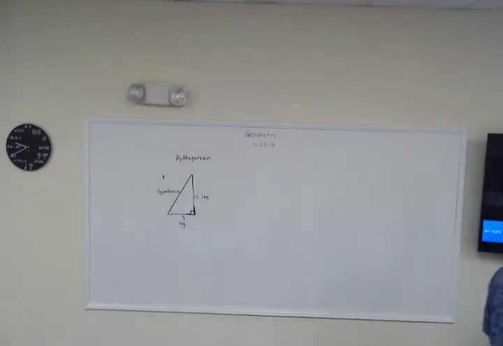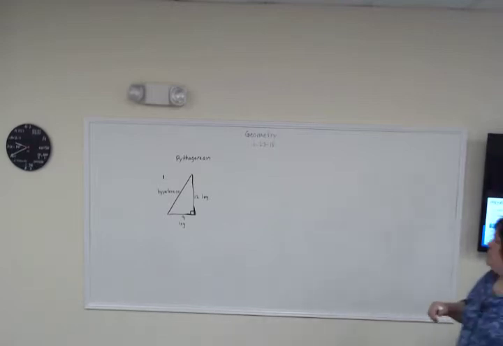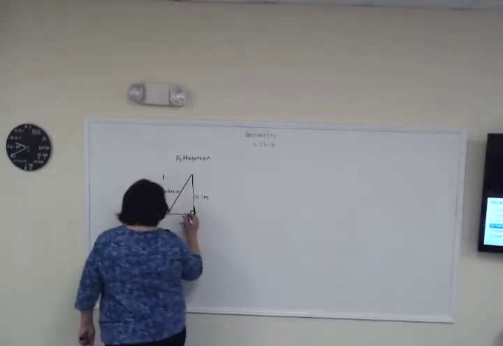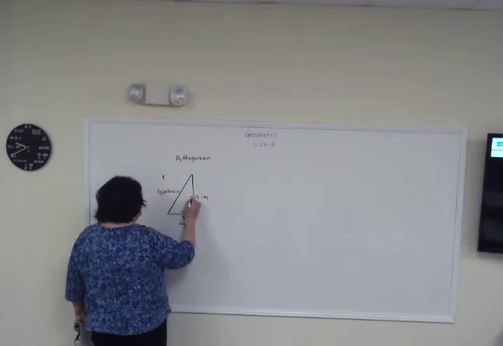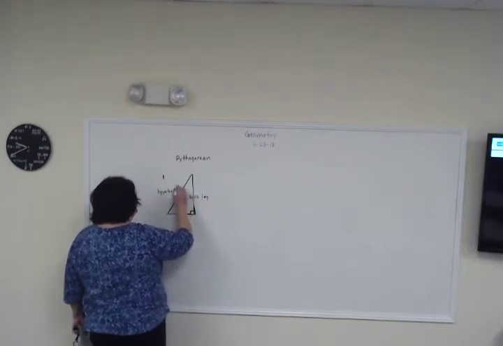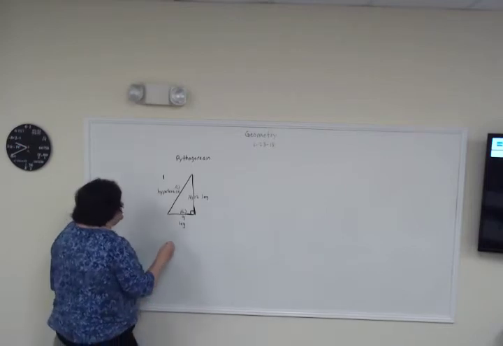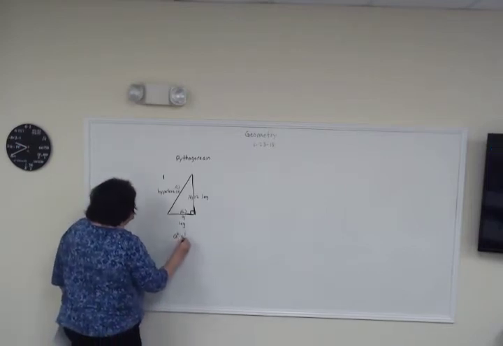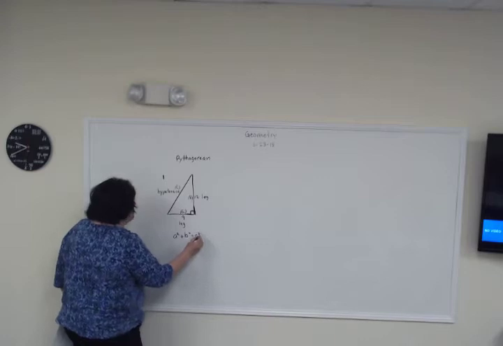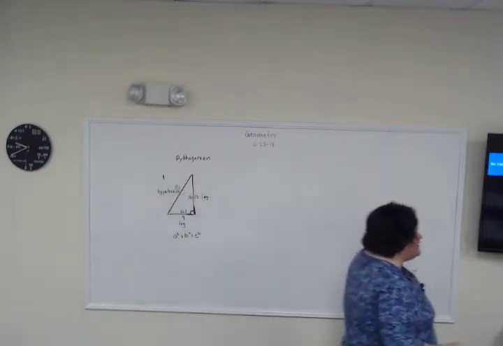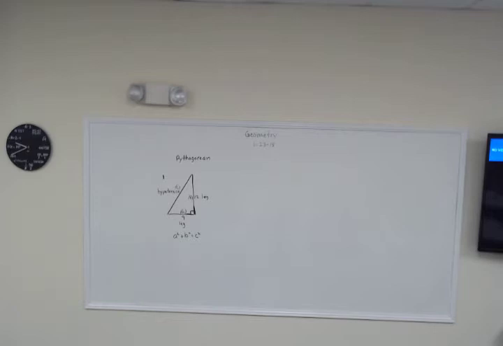Okay, the hypotenuse. Now, the two legs are A and B, sides A and B, and the hypotenuse is always C. And what he discovered was that A squared plus B squared equals C squared, right? So you can find the exact measure of the third side of a right triangle by using the Pythagorean theorem.